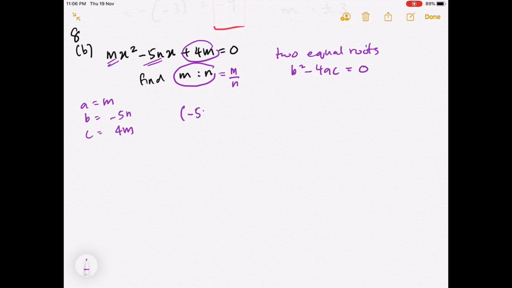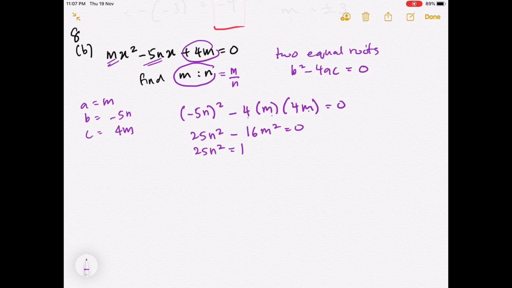So, akan jadi negative 5N kuasa 2 tolak 4. Your a is M, your c is 4M. And then equal to 0. So, negative 5 squared is 25. N squared minus 4 times 4 is 16. M times M is M squared. So, bring M over there. Become positive. Okay, bawa turun nombor dengan nombor. 16 turun bawah 25. N turun bawah N. M. Okay, so jadi macam ni. So, kita letak ni kat depan lah. Senang sikit nak tengok.